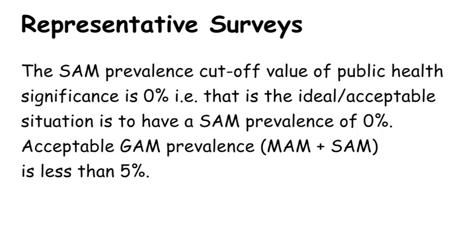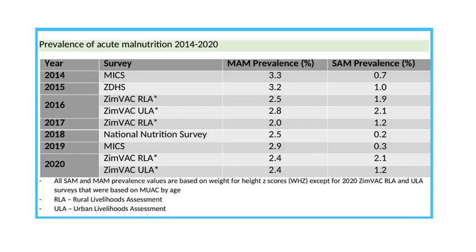The severe acute malnutrition prevalence cutoff value of public health significance is 0%. That is, the ideal acceptable situation is to just have a SAM prevalence of 0%, and an acceptable global acute malnutrition, that is a GAM prevalence. GAM is moderate acute malnutrition plus severe acute malnutrition. So the acceptable GAM prevalence is less than 5%.